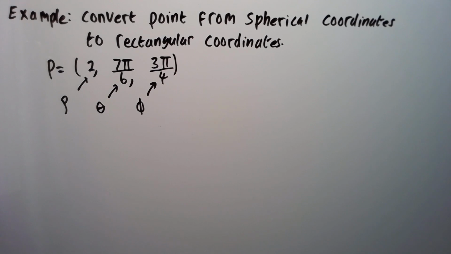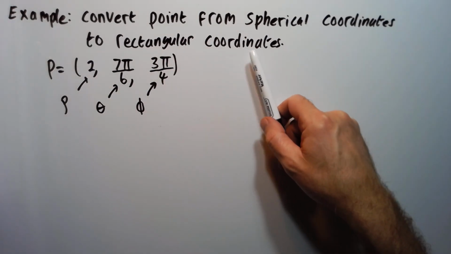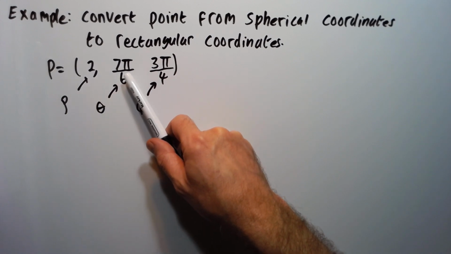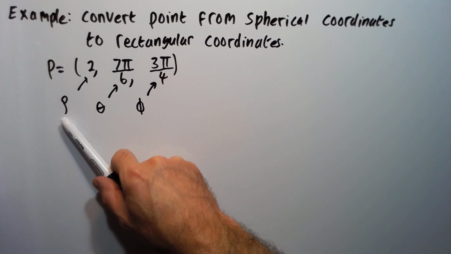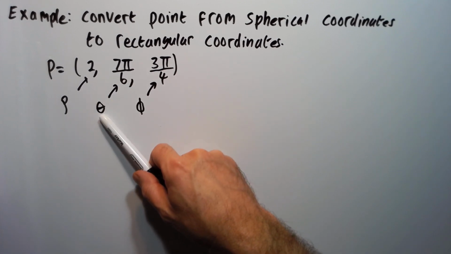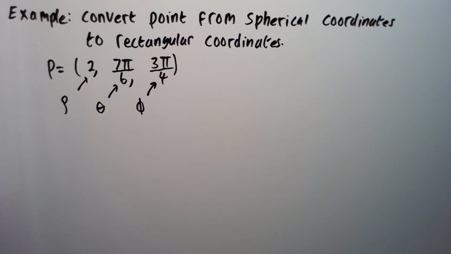Okay, so an example: convert a point from spherical coordinates to rectangular coordinates. Our point here is (2, 7π/6, 3π/4). So the 2 is our rho, the 7π/6 is our theta, and the 3π/4 is our phi. So let's start converting to rectangular.